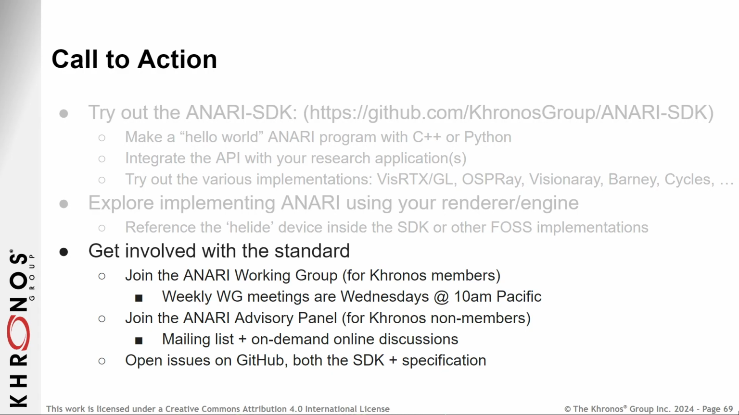And then there's also getting involved with the standard itself. There are a lot of ways to do this. The first is if your organization is already a part of Khronos, come join our working group. We'd love to have you. We meet on Wednesdays at 10 a.m. Pacific. We try to keep that meeting useful and efficient, such that we don't want to just spend time together just to spend time together. We want to get a lot of work done, and we've been good at that over the last couple of years.